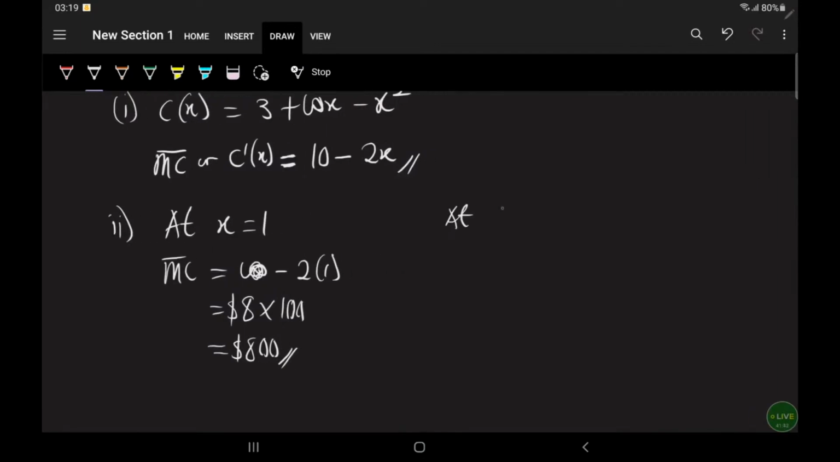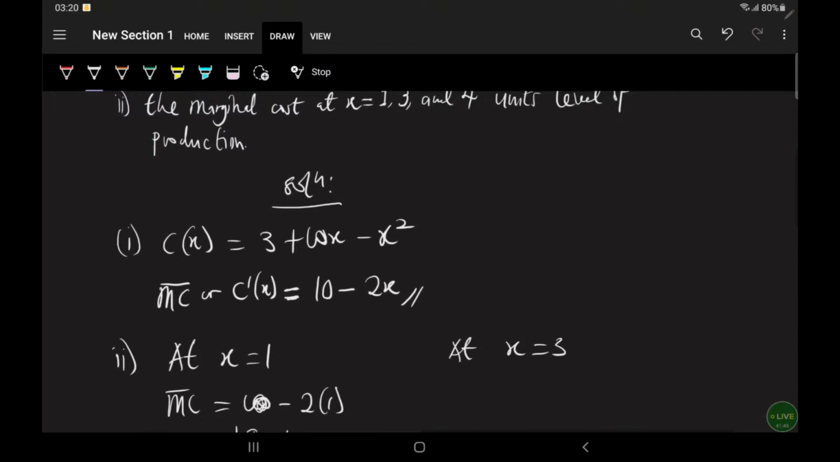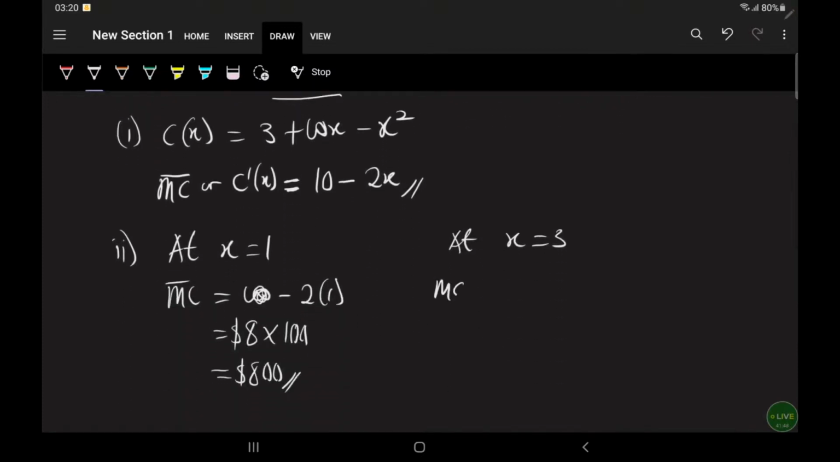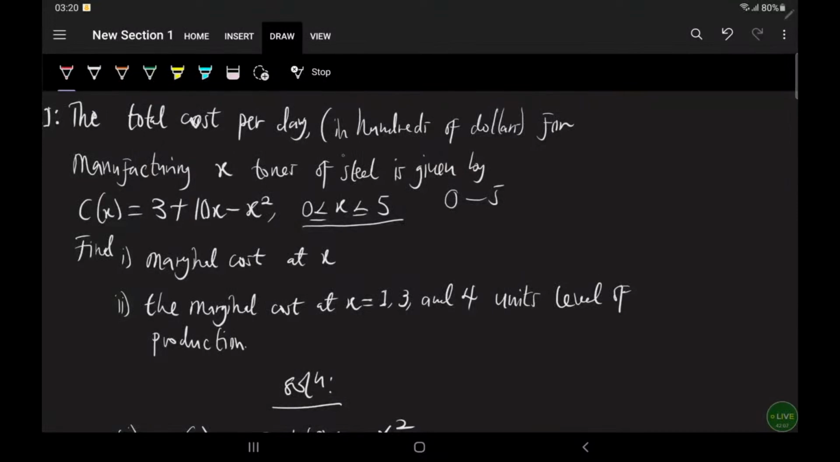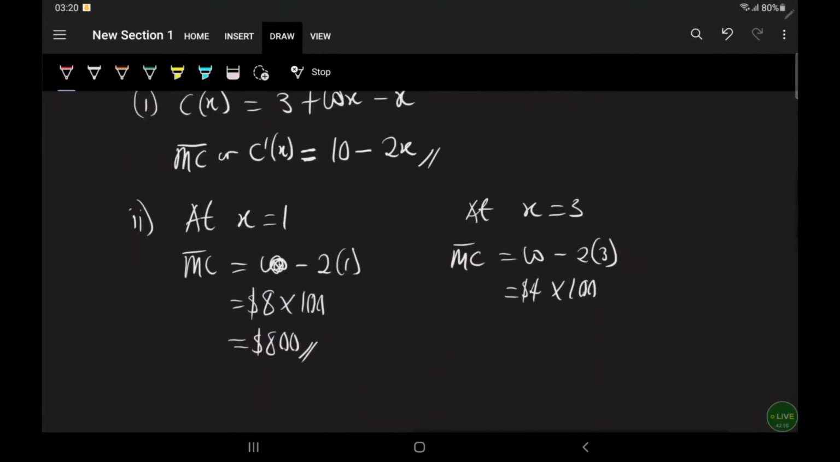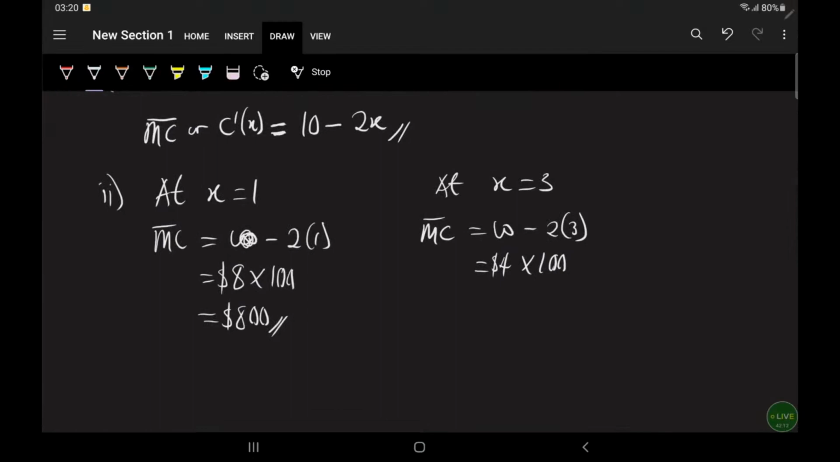So at x equal to 3, what is going to be my marginal cost? I'll just substitute 3 into my marginal cost function. That is all. So it's going to be 10 minus 2 times 3, and we arrive at 4. You multiply by 100 because we're told that we operate in hundreds of dollars. So let's take note of that. At the end of the day, I'm going to have my marginal cost at production level of 3 as $400. I hope that is clear.